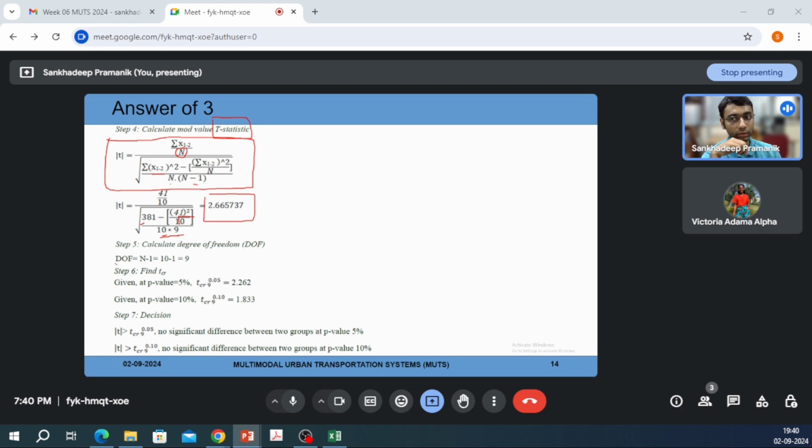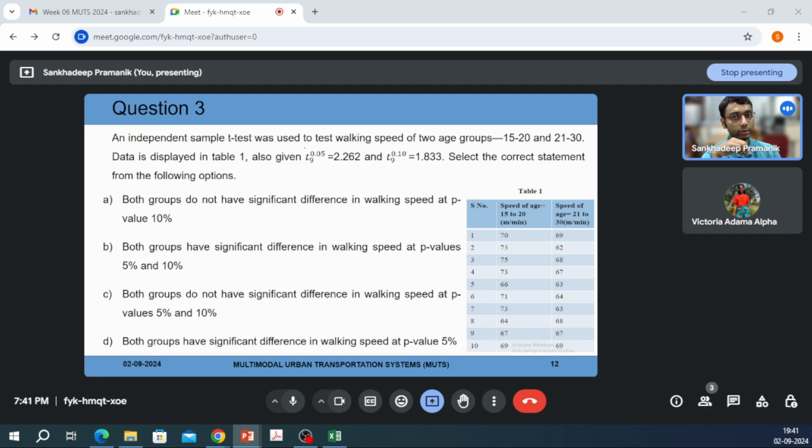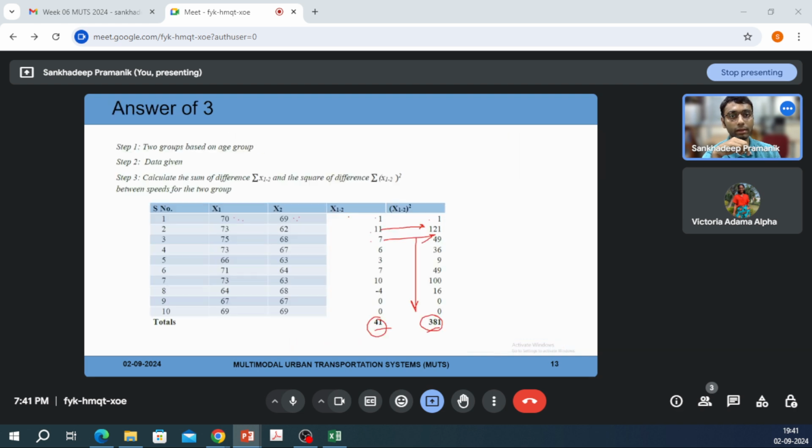Now we know the degree of freedom is 10 minus 1, 9, and it is required for the calculation of the critical value. So we have already been provided with the critical value, that is this one for the 5% confidence level and this one for the 10% confidence level.